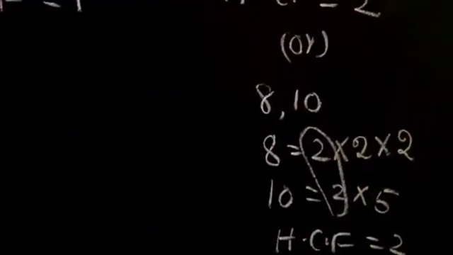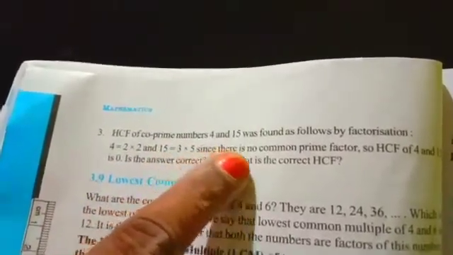Same like this, C is your homework. Next one. The third question is, the HCF of co-prime numbers 4 and 15 was found as follows by factorization: 4 can be written as 2 into 2, 15 can be written as 5 into 3. Since there is no common prime factor, the HCF they said is 0. Is this the correct answer? If not, what is the correct HCF? Actually they told directly in the question 4 and 15. You have to find the HCF.